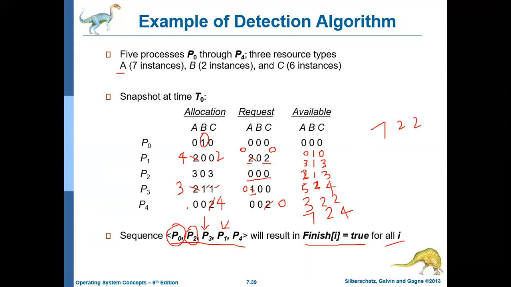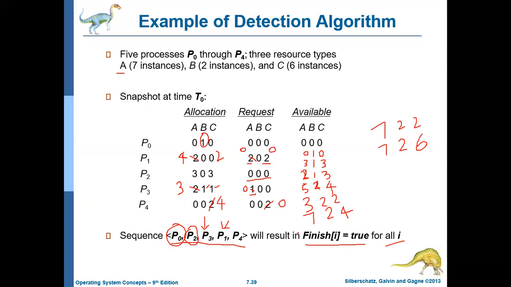Now after some time P4 will complete. When P4 completes, it will release all the resources: 0 instances of A, 0 instances of B, and 4 instances of C. So finally the operating system will have 7, 2, and 6. Now all the processes have completed their tasks.